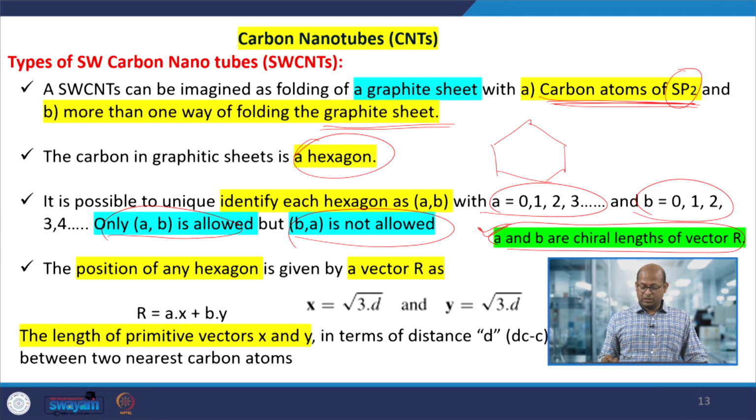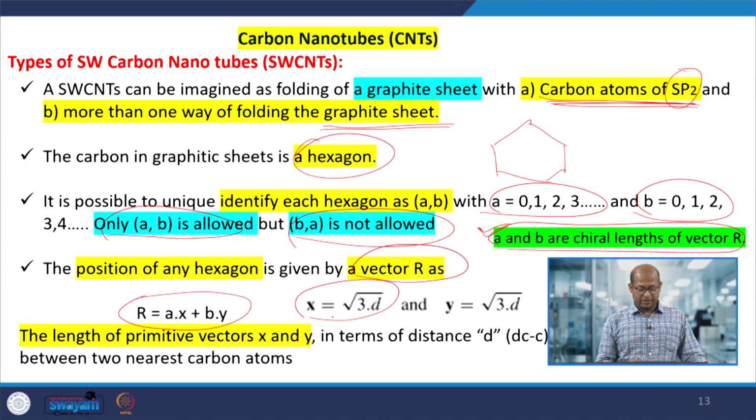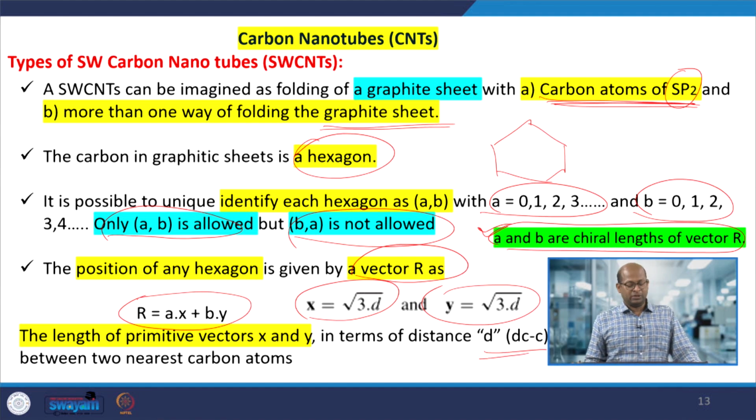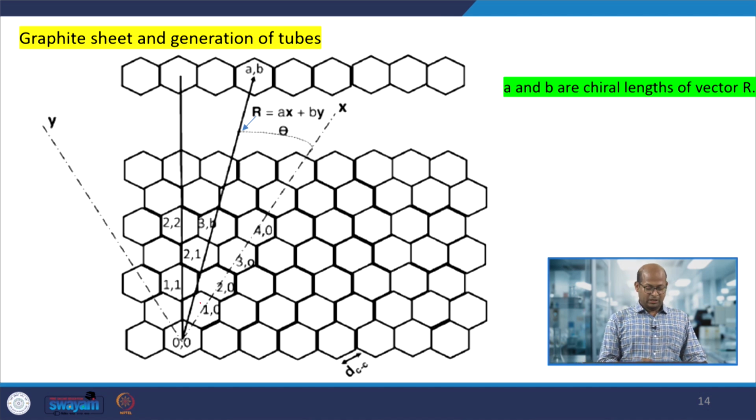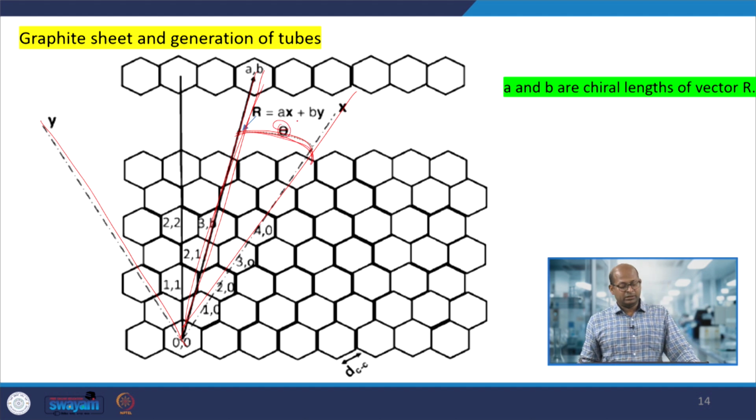Here A and B are the chiral lengths of the vector R. So R is the vector, and A and B are both chiral lengths. R equals AX plus BY, where X is the square root of 3d and Y is the square root of 3d, where d is the carbon to carbon distance. Here you can see this is AB, this is X and this is Y. The angle between AB and X is theta.